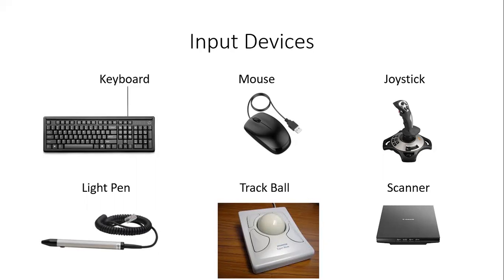The next is a mouse. Mouse is a pointing device. It is a cursor control device having a small box size shape, and it has a light at the bottom which acts as a sensor to control the movement of the cursor on the screen.